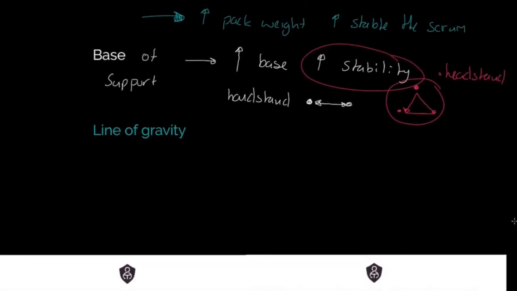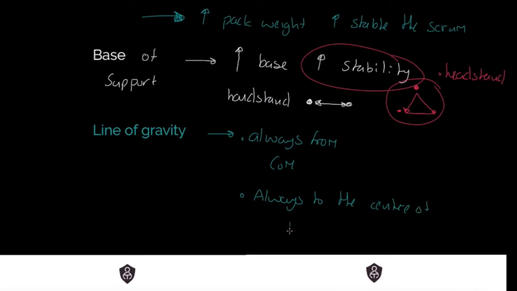And finally, we've got what we call line of gravity. This is the idea that, first of all, a little point: the line of gravity is always from the center of mass. That's important. And the line of gravity is always to the center of the earth. So the line of gravity is always from the center of mass and always to the center of the earth. So what would that mean?